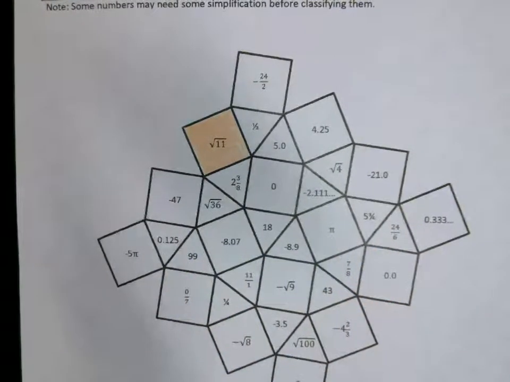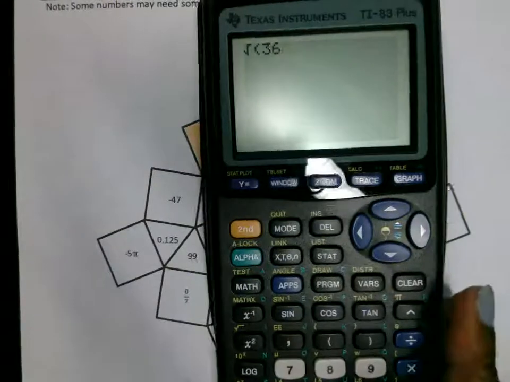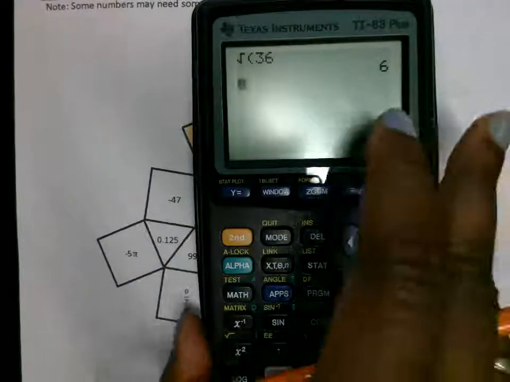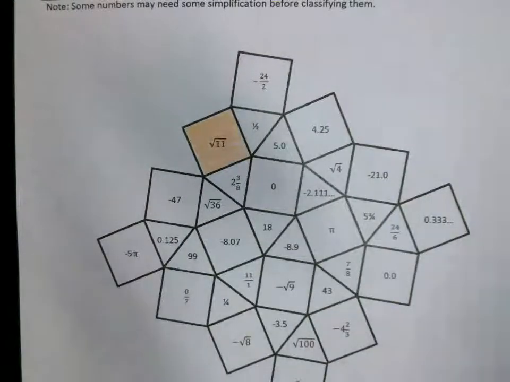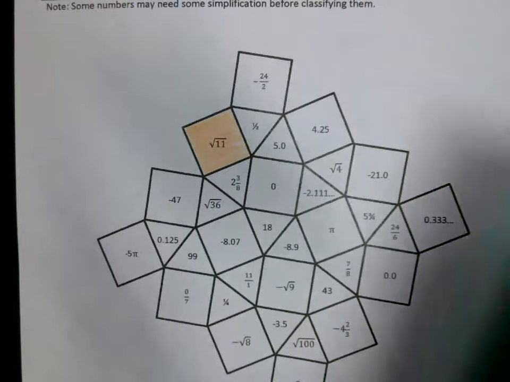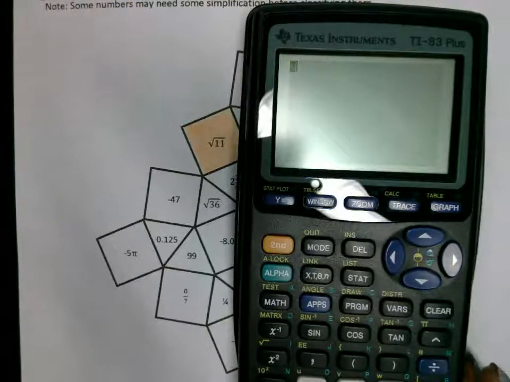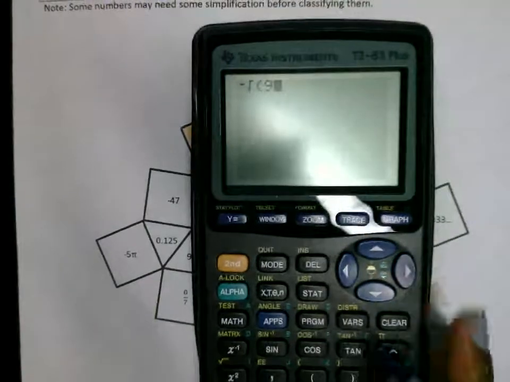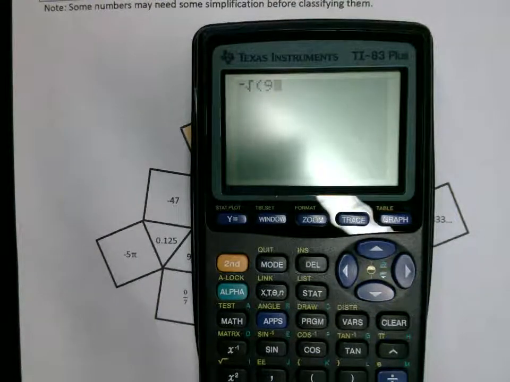What's the square root of 36? Type it in. Square root 36. Is that a decimal answer? What's the answer? It's 6. So that is rational, okay? What about 9? Negative 9. The square root, where's 9? All right, so let's type in negative square root 9. Is that a decimal? Is your answer? Type it in. I'm not going to type it in for you.